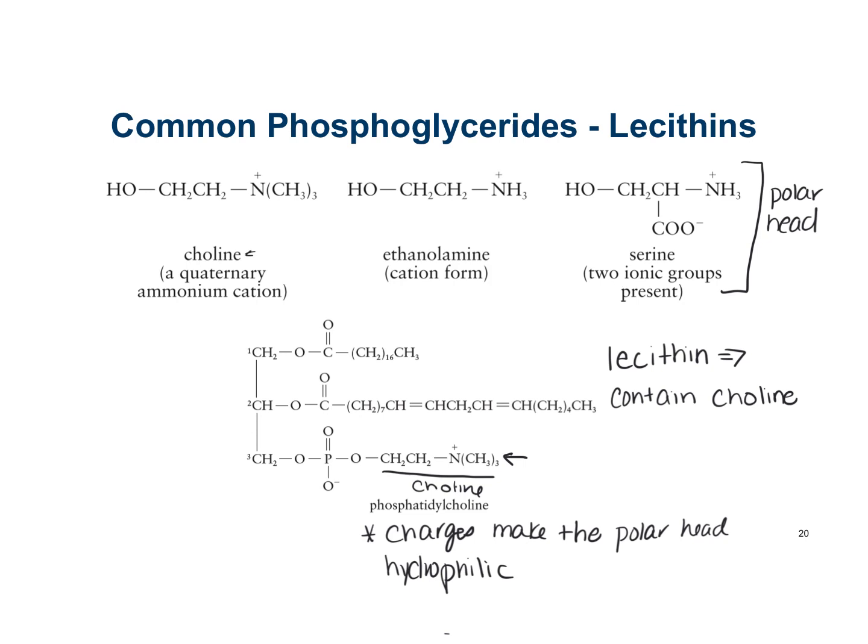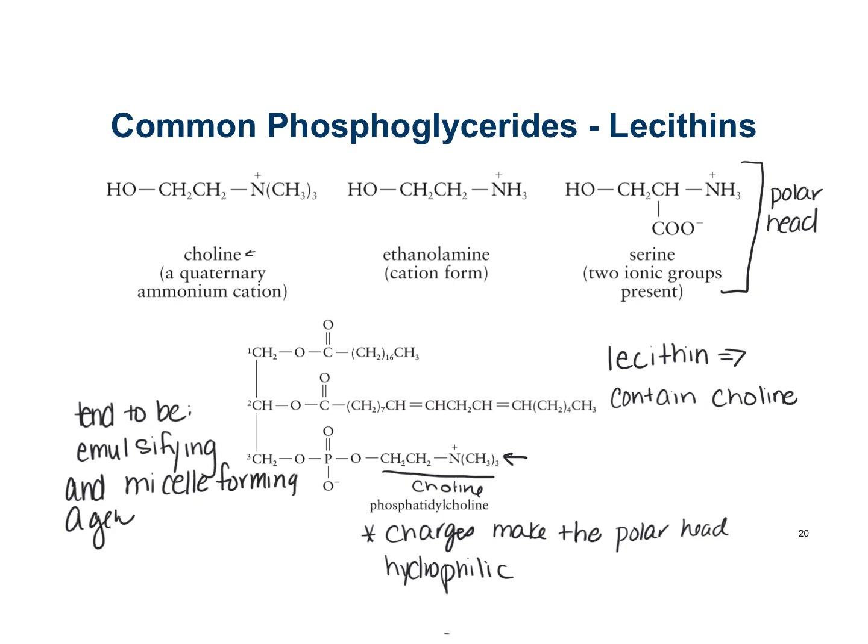So these tend to be emulsifying and micelle forming agents. Now, micelles play a really important role in the transport of lipids in the blood, and lecithin is commercially extracted from soybeans for use as an emulsifying agent in food.